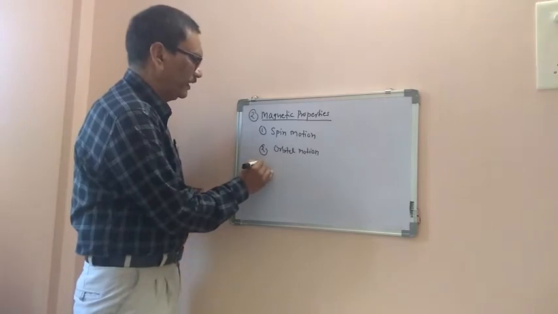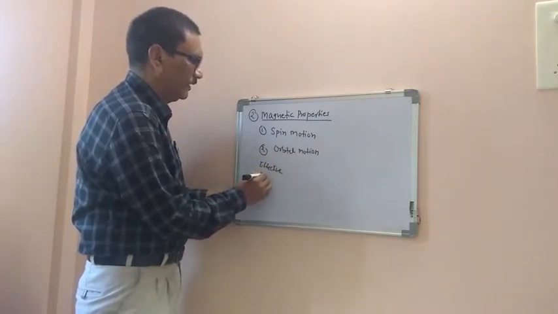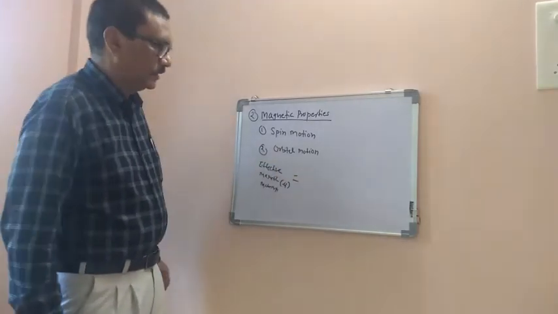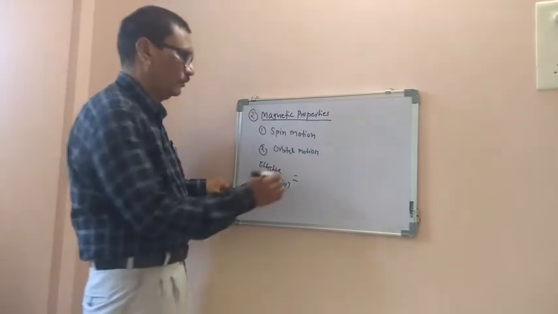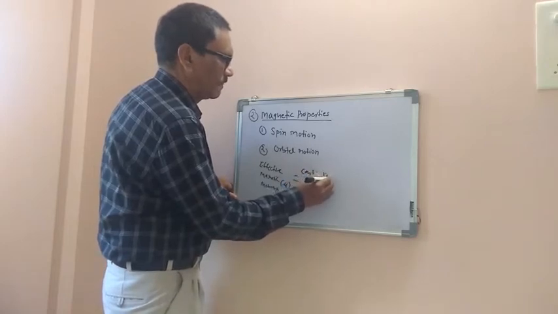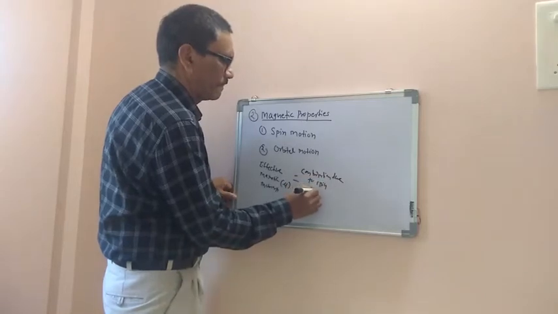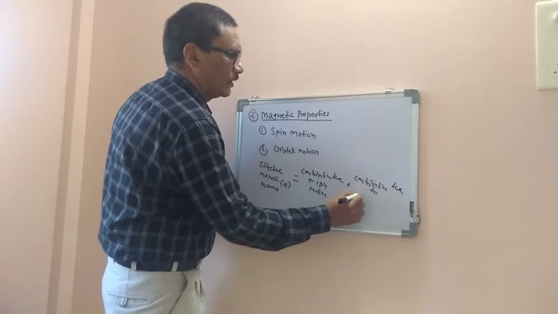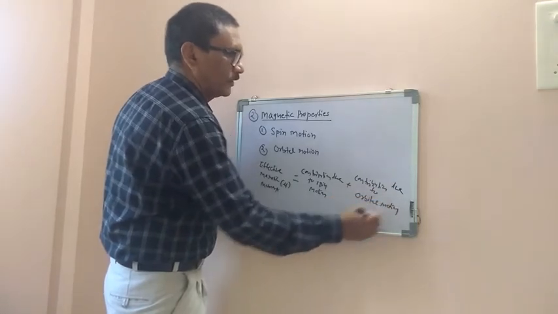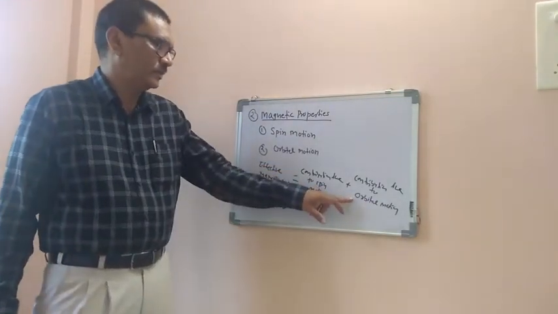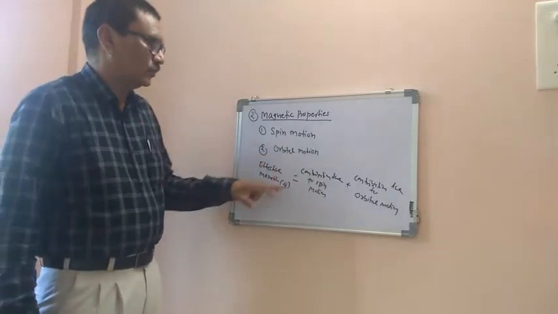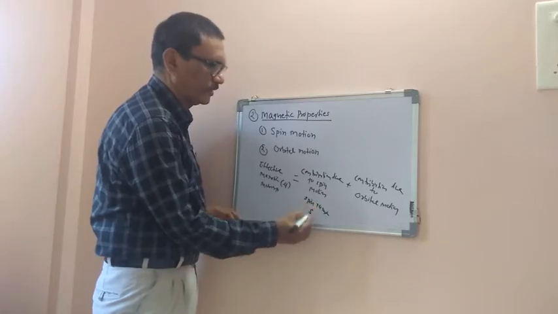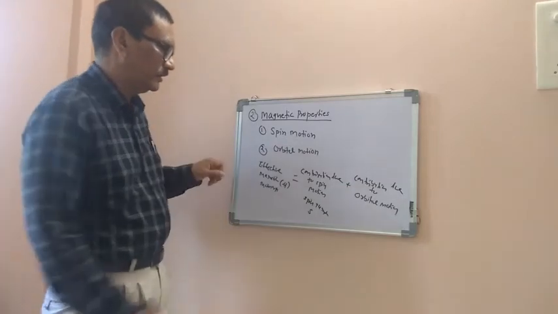So the effective magnetic moment in the case of the lanthanides is considered to be the combination of the spin motion and the orbital motion, that is the contribution due to spin motion and the contribution due to orbital motion. Which quantum number is responsible for the spin motion of the electron? That is the spin quantum number. And which quantum number contributes to the orbital motion? That is the azimuthal quantum number.